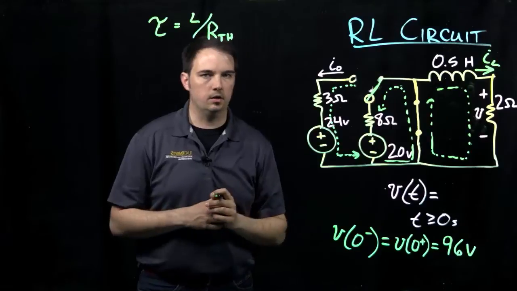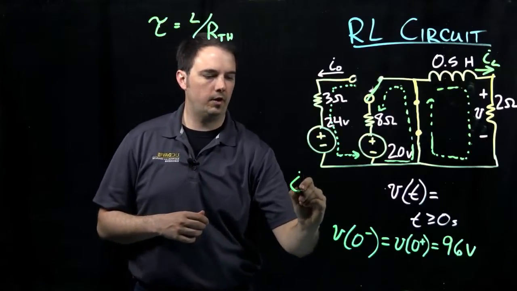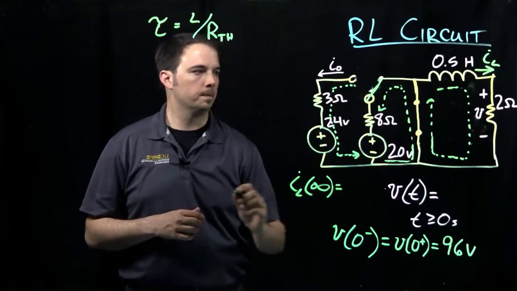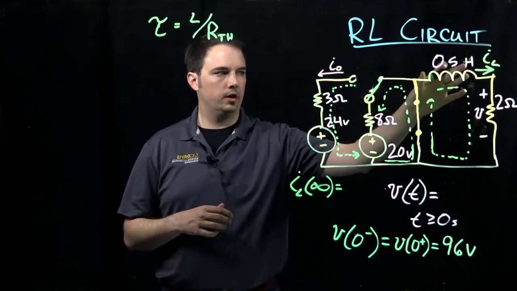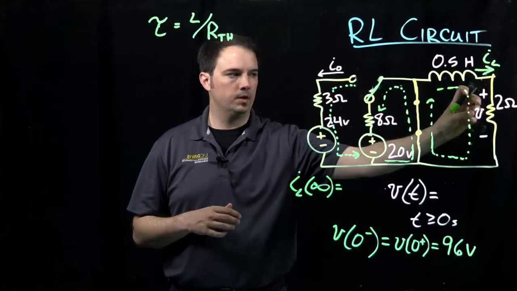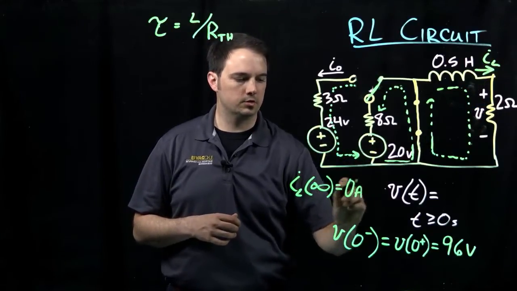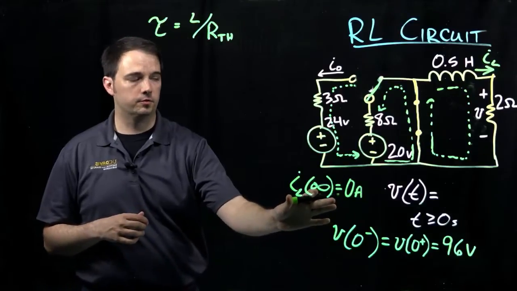So what does that tell us about the final value of our current as time goes to infinity? Well, again, we would know that all the current has to just discharge through the resistor that we have here, so this would just have to go to 0. So that's our final condition for our current.